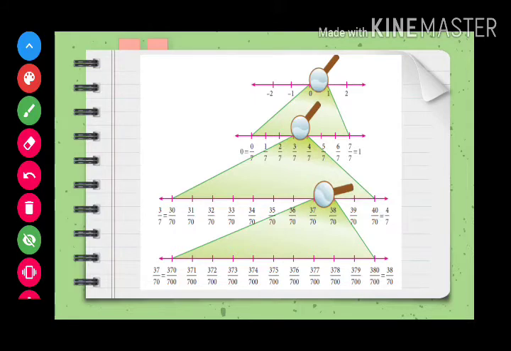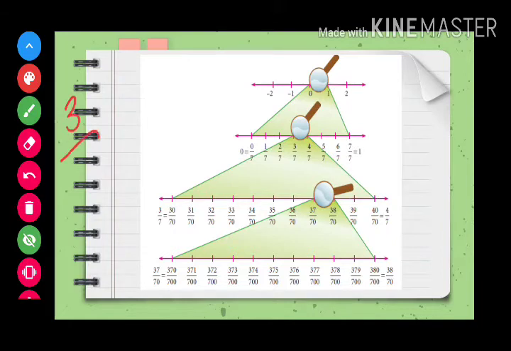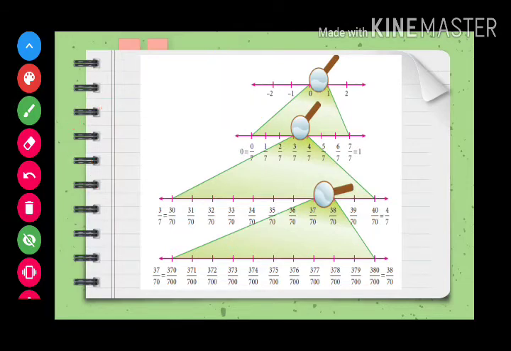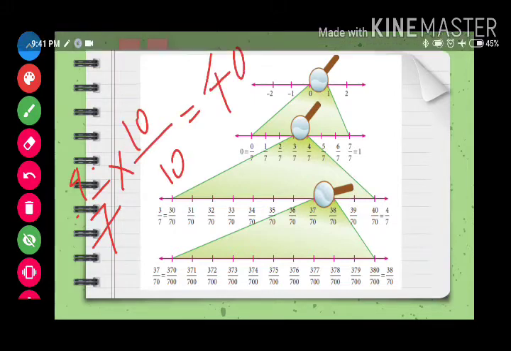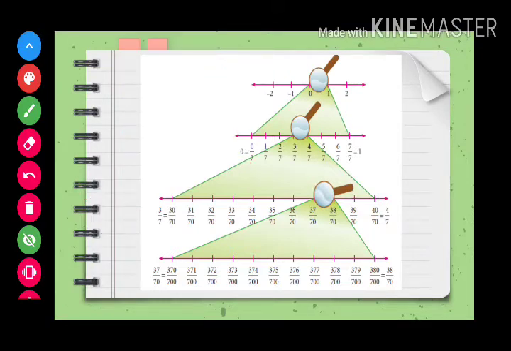So our values of importance are 3 by 7 and 4 by 7. Between 3 by 7 and 4 by 7 we can multiply 3 by 7 into 10 by 10. So we get 30 by 70. Same way we can multiply 4 by 7 into 10 by 10. We will get 40 by 70. So now we end up with two equivalent fractions, which are 30 by 70 and 40 by 70.